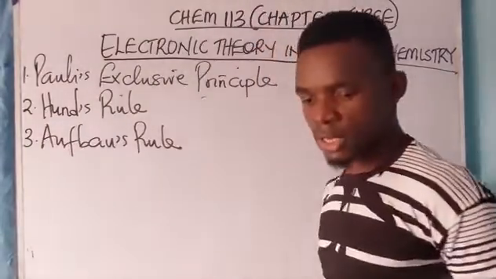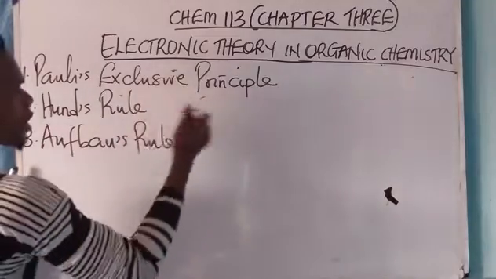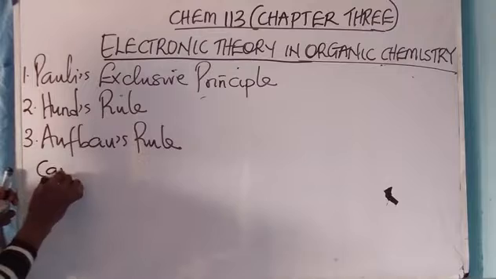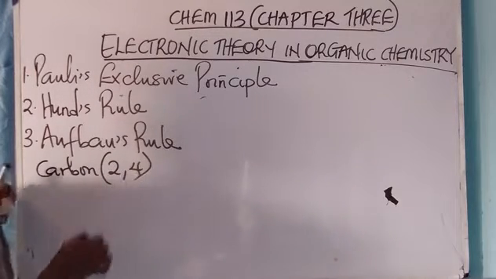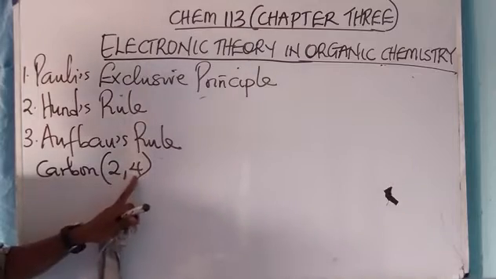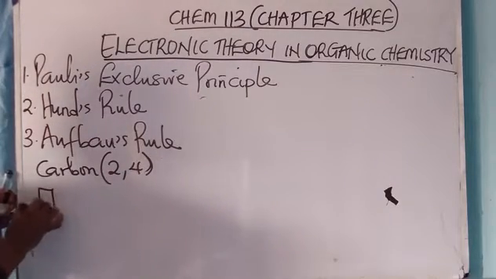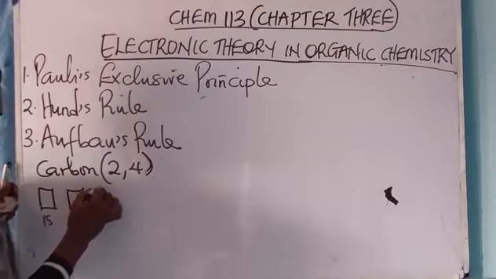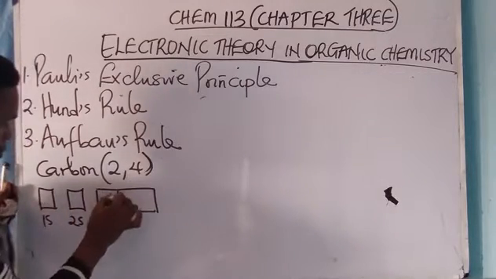Now, let's take, for instance, our carbon atom. Carbon atom has atomic number 6, which is 2, 4. A valency greater than 2, but a maximum of 4. Let us do it. I have one orbital, which is 1s, 2s. I believe we know this already. Then the P, I told you it has how many orbitals? 3 orbitals.